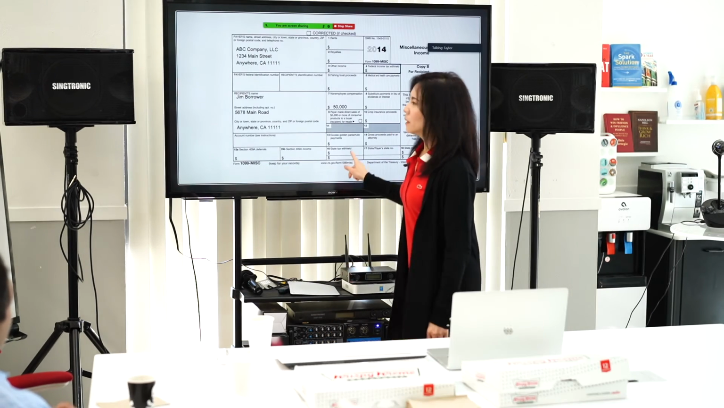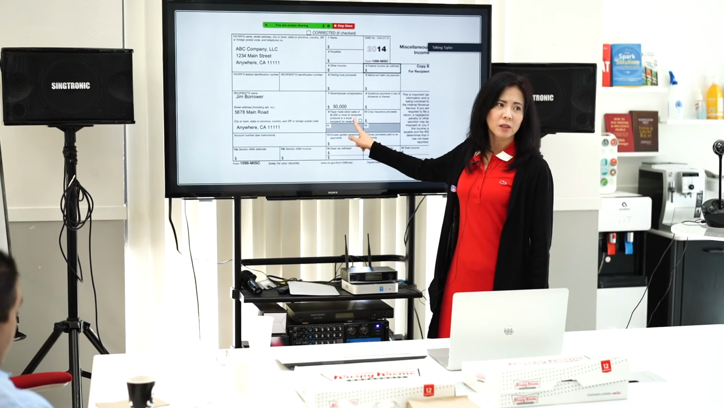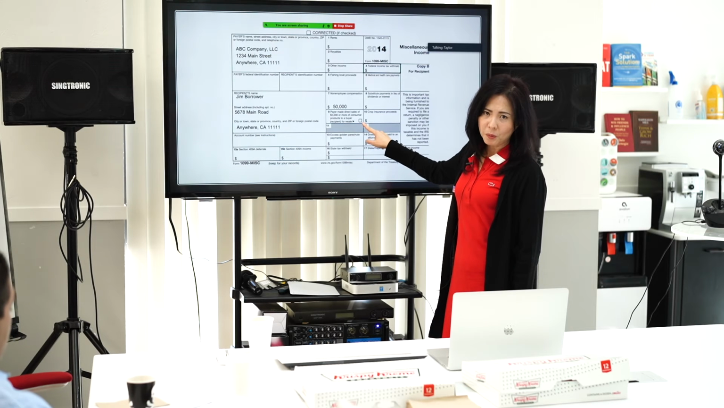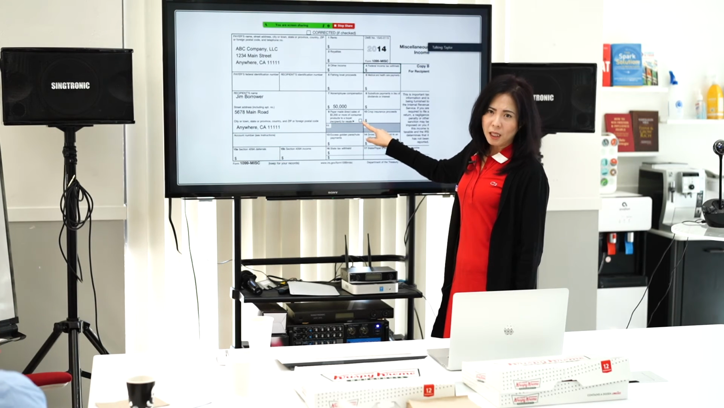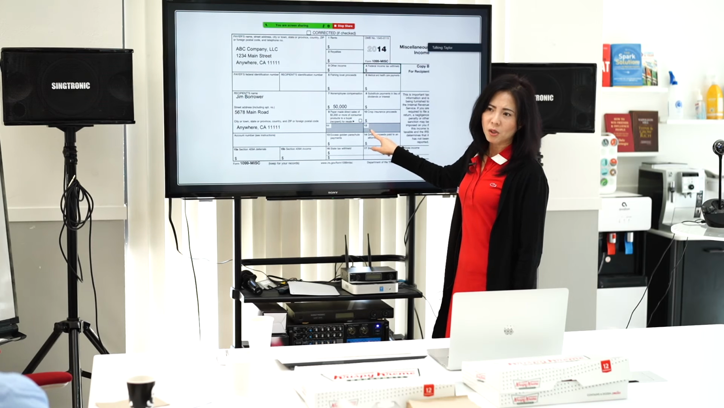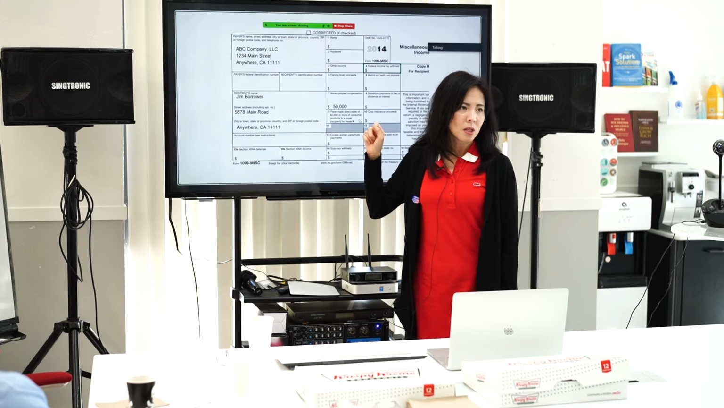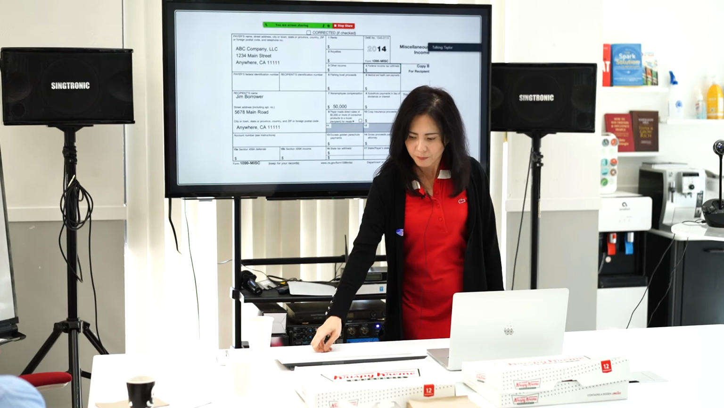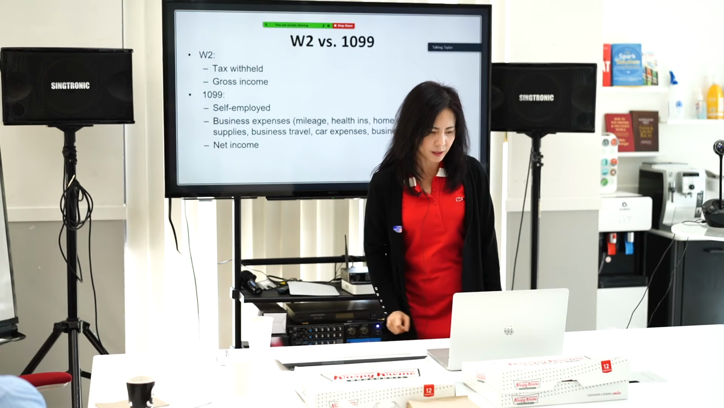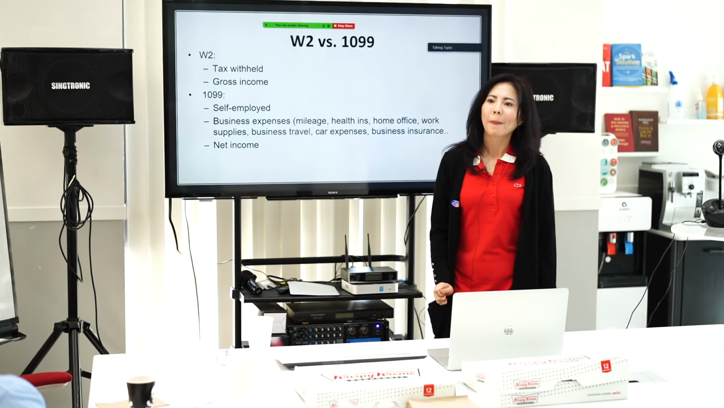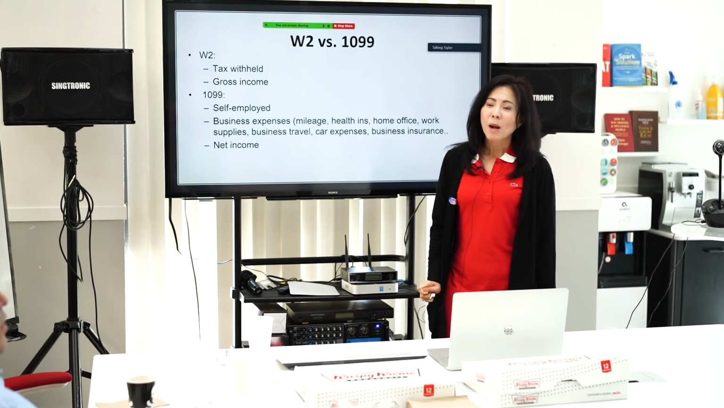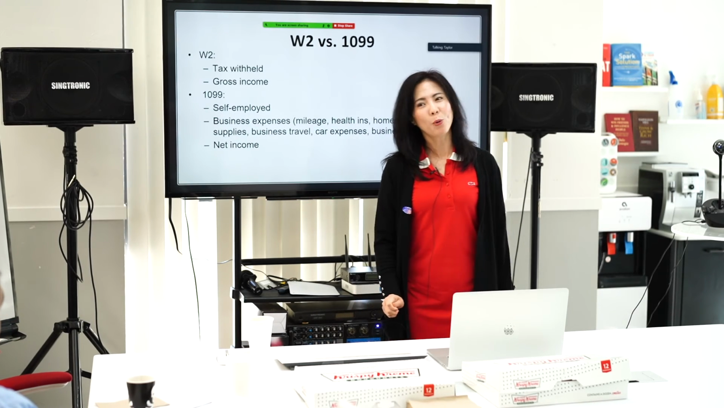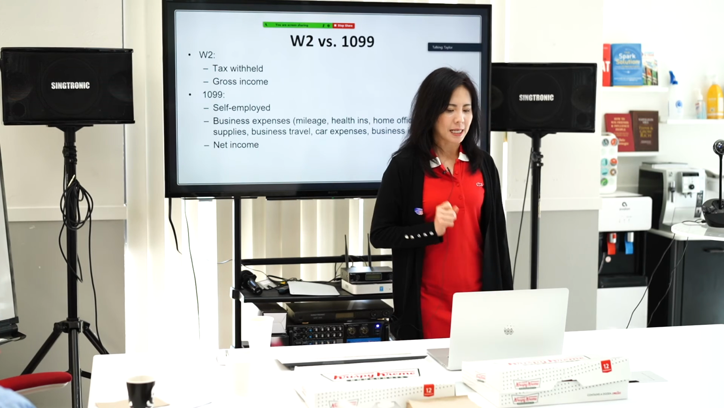But for this, I cannot use 50,000 because 1099 people, they deduct a lot of expenses. So I use net income when I qualify them for mortgage. Do you agree? Yes. Okay. But how do we calculate it? Because we don't know their expenses. That's why we need the tax return. That's why we only need the tax return for 1099.